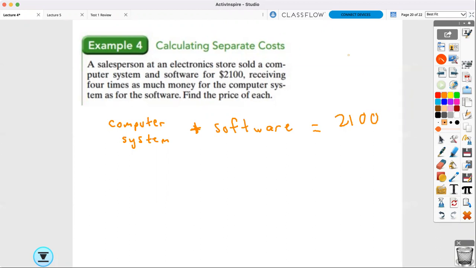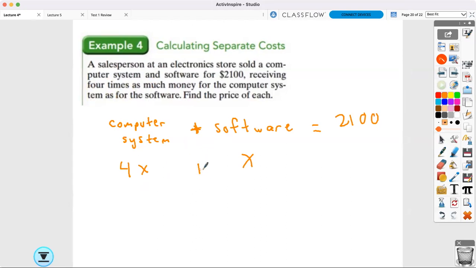So at that point, the software I would call x, because it says here we receive 4 times as much money for the computer system, 4 times the amount of money than the software itself. Everyone can see that we pay 4 times as much for the computer system than the software. So if the software was $20, we paid $80 for the computer system. That's how I would label these in my head, and you would have to reread these until you can make sense of the wording here.